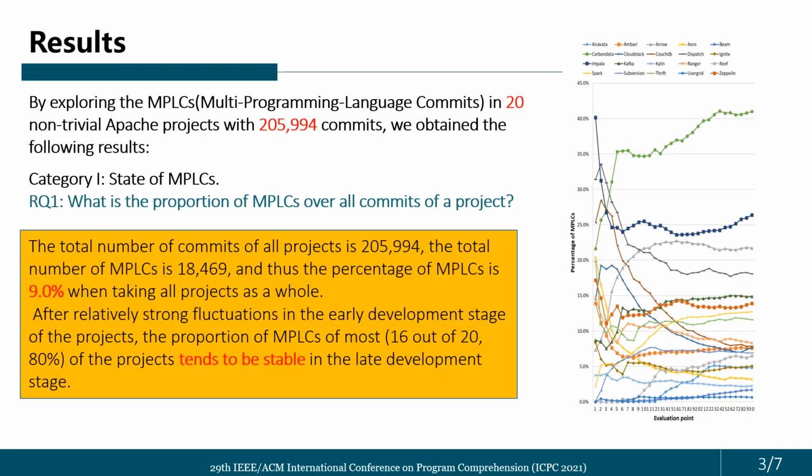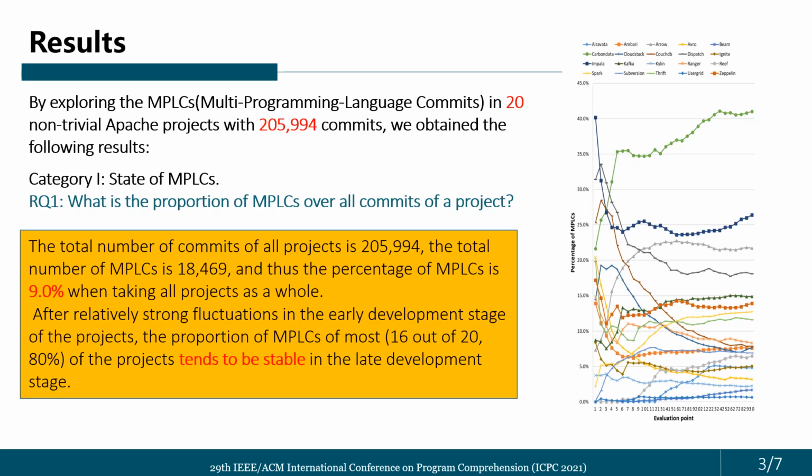We explored the multi-programming language commits, MPLCs for short, in 20 non-trivial Apache projects with over 200,000 commits. For research question 1, what is the proportion of MPLCs over all commits of a project? We extracted commit records from 20 repositories and found that the percentage of MPLCs is 9% when taking all projects as a whole.